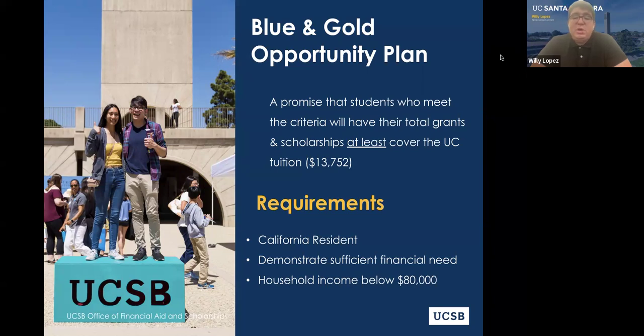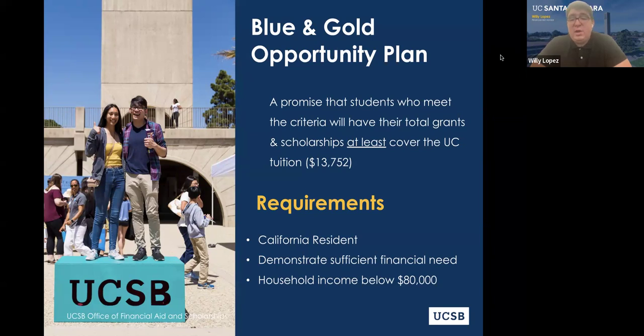Those said requirements are California resident, they demonstrate sufficient financial need, and a household income below $80,000. So most of the time, if you don't see the Blue and Gold Opportunity Plan on your award letter, don't worry. It's likely because you received other forms of financial aid that cover these expenses of tuition and campus-based fees.